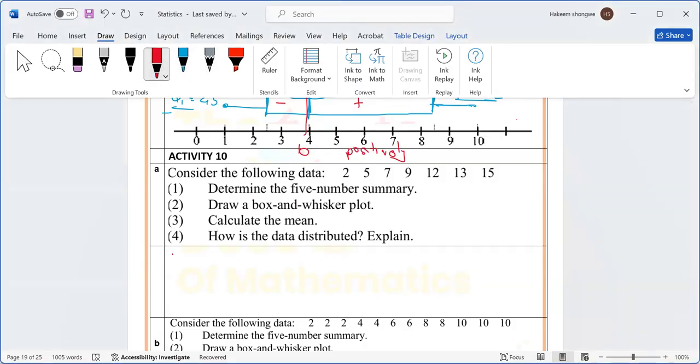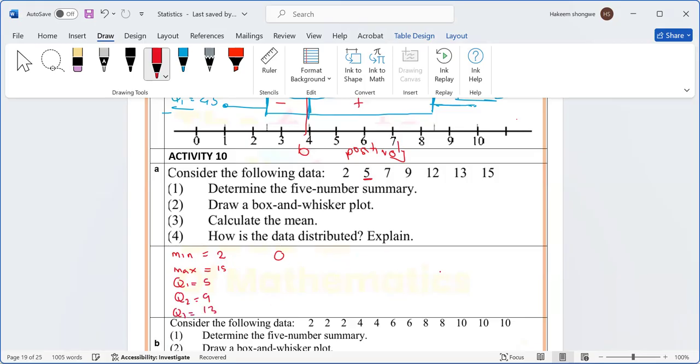So you have your minimum. The minimum, you have 2, right? Then you have your maximum. You have 15. Then you have your Q1. Q1, you have 5. Okay. Q1 is 5. Then you have your Q2, 9. Then you have your Q3.